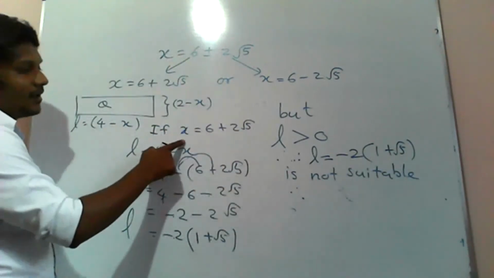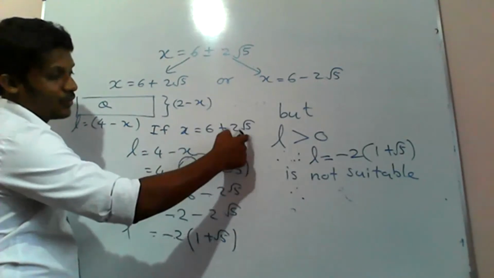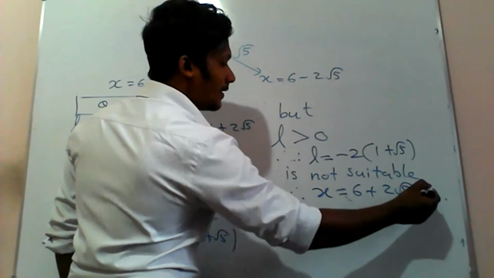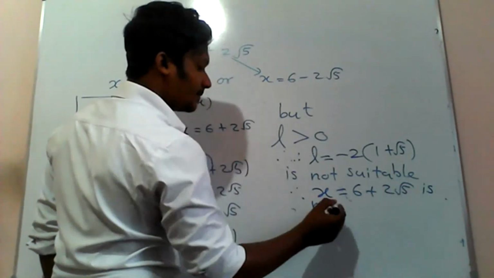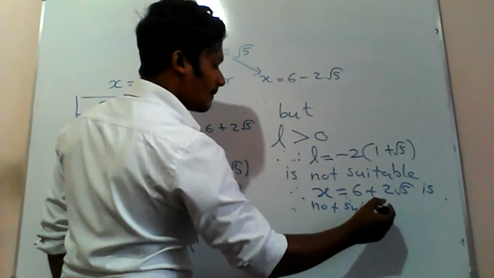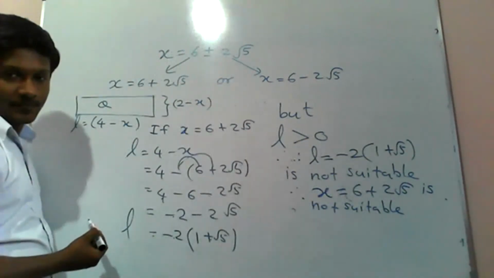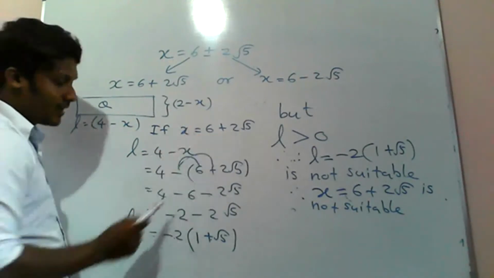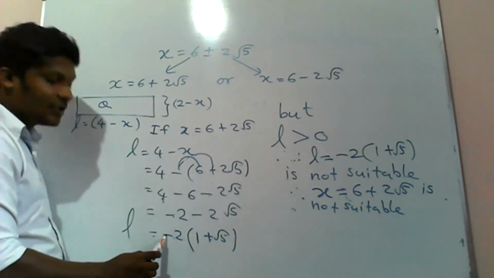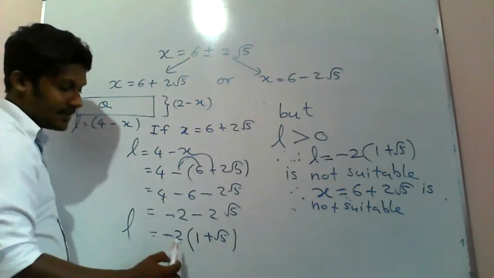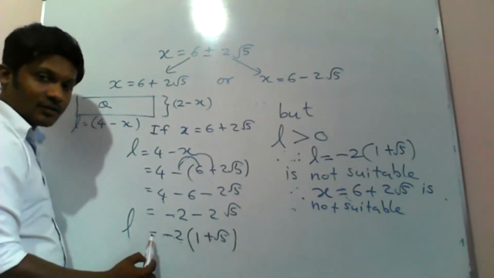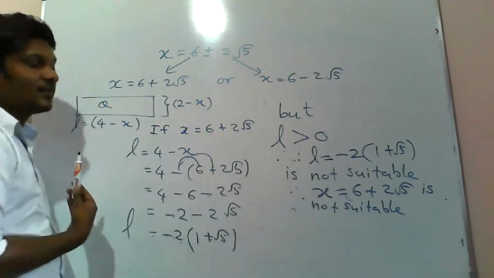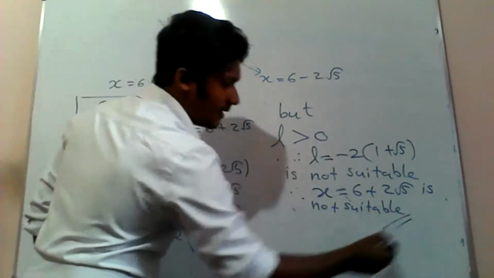Therefore, x equals 6 plus 2 root 5 is not suitable for the calculation. Because when we substitute x equals 6 plus 2 root 5, the answer is that the length is a negative value. Then we know a negative value is not suitable for the length. Therefore, x equals 6 plus 2 root 5 is not suitable for the calculation. Right? Okay.